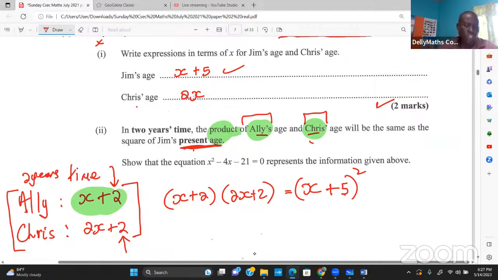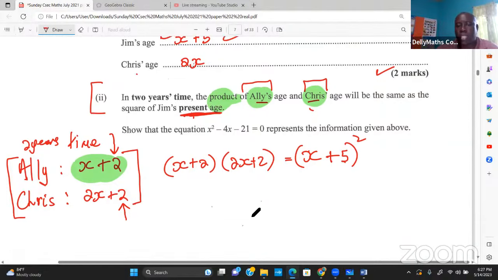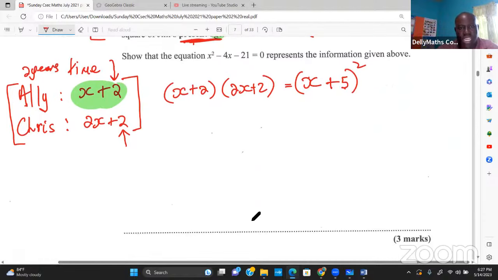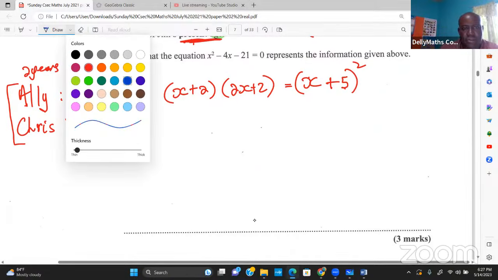All right, here's the deal now. When we read this information, you would have gotten the fact that the product of Chris and Ali will be the square of Jim's present age. And this is Jim's present age. So it's all about putting it together without making any error. All right, let me change the marker.